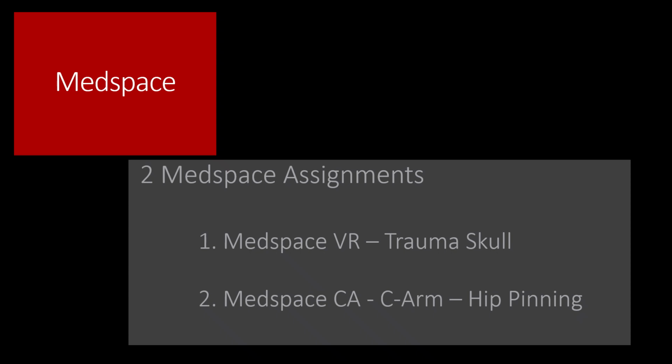MedSpace, you have 2 MedSpace assignments: MedSpace VR, which is a trauma skull, and then you have a MedSpace CA, which is a C-arm hip pinning.